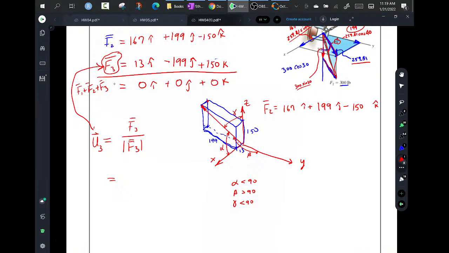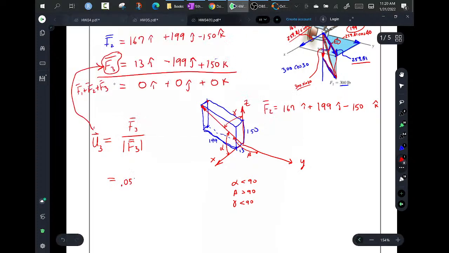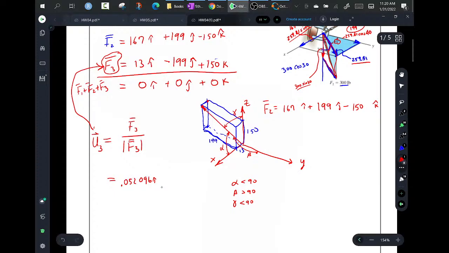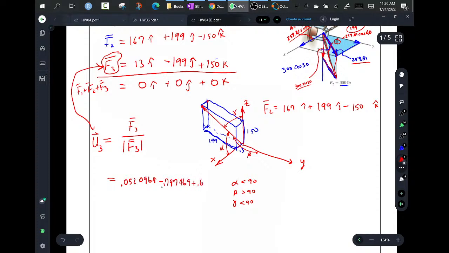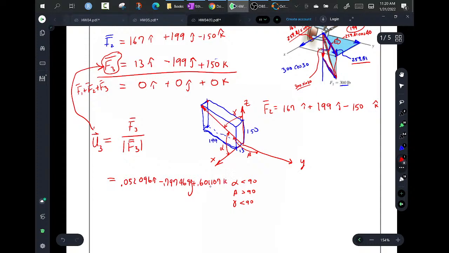So I'm going to bounce back and forth. 0.052, okay, minus 0.797. You know what? Okay, 469 plus 0.6. Oops, there's supposed to be a J right there. 0.601107K.